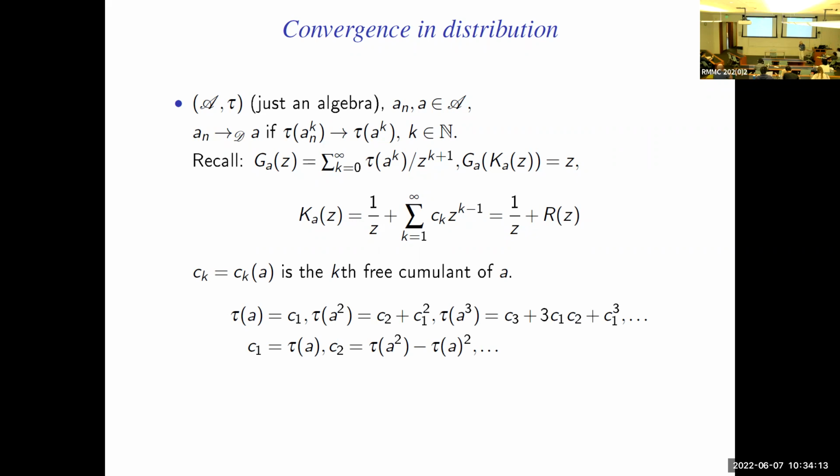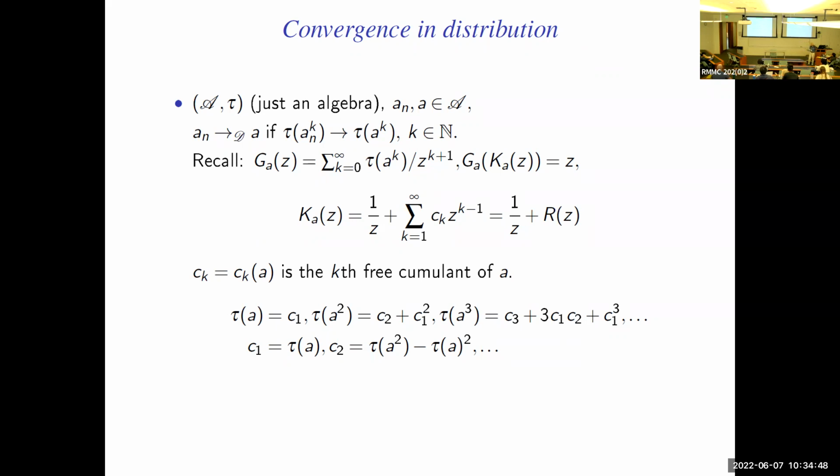Yes, c_k, which is also denoted c_k of a. Actually, I'm not sure this is the traditional notation for it. This is the kth free cumulant of a. And here are a few examples of these things. The moment cumulant formula that Andu was talking about yesterday applies in this case as follows. Tau of a is c_1, tau of a squared is equal to c_2 plus c_1 squared, tau of a cubed is c_3 plus 3 c_1 c_2 plus c_1 cubed. And then you can reverse calculate these things.